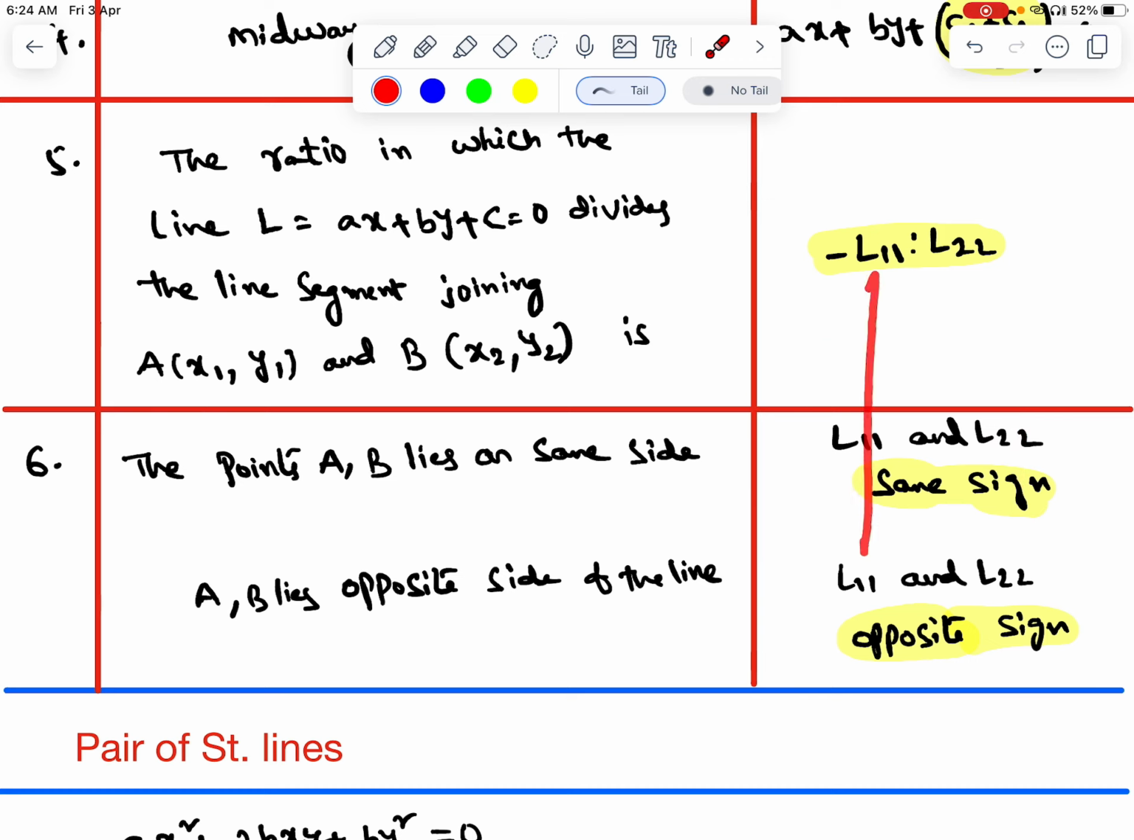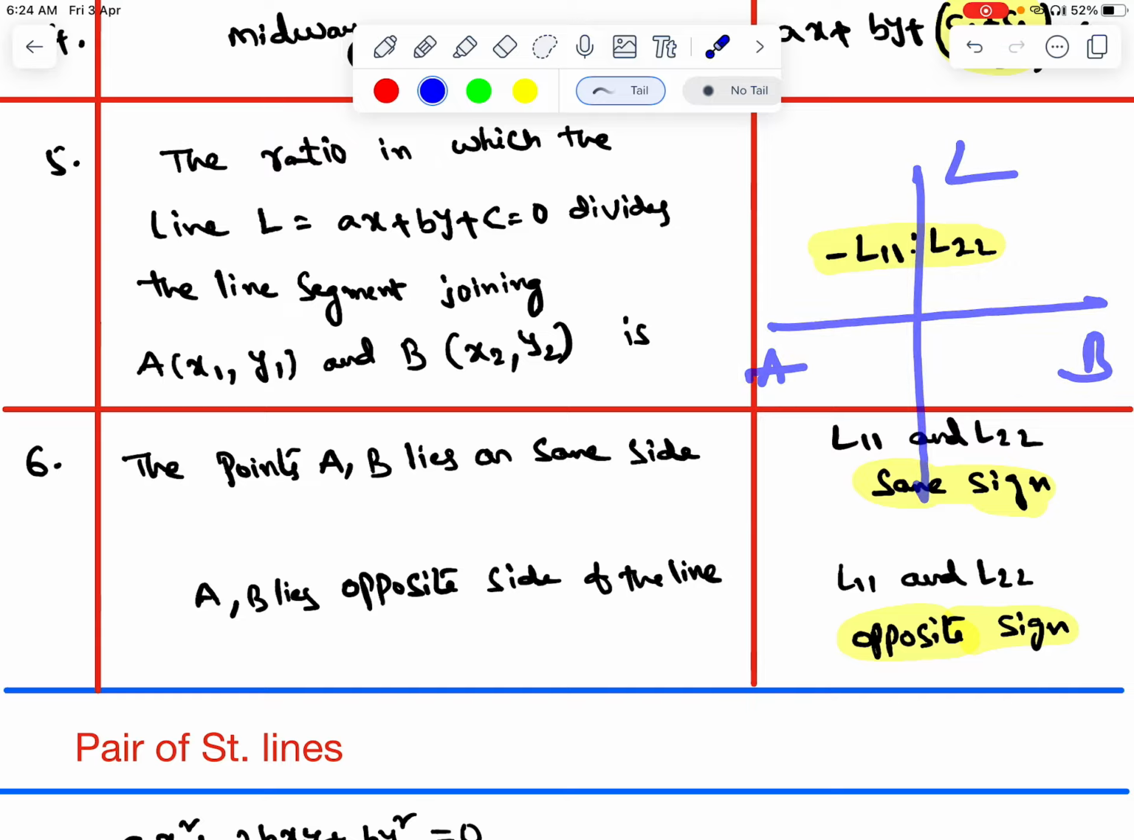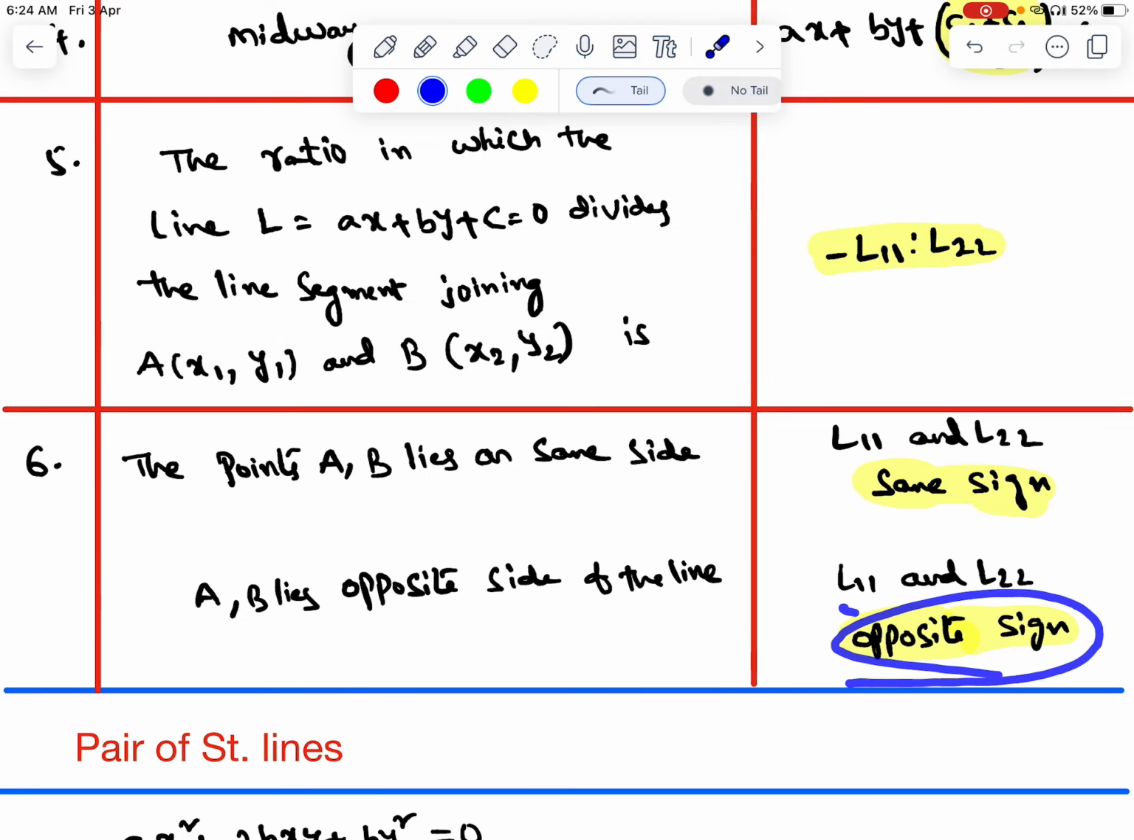Suppose this is the line. The points here, A and B. Therefore, the points lie on the opposite side. A and B, these are the points. This is the line. Therefore, for the ratio, L11 and L22 are on opposite sides.